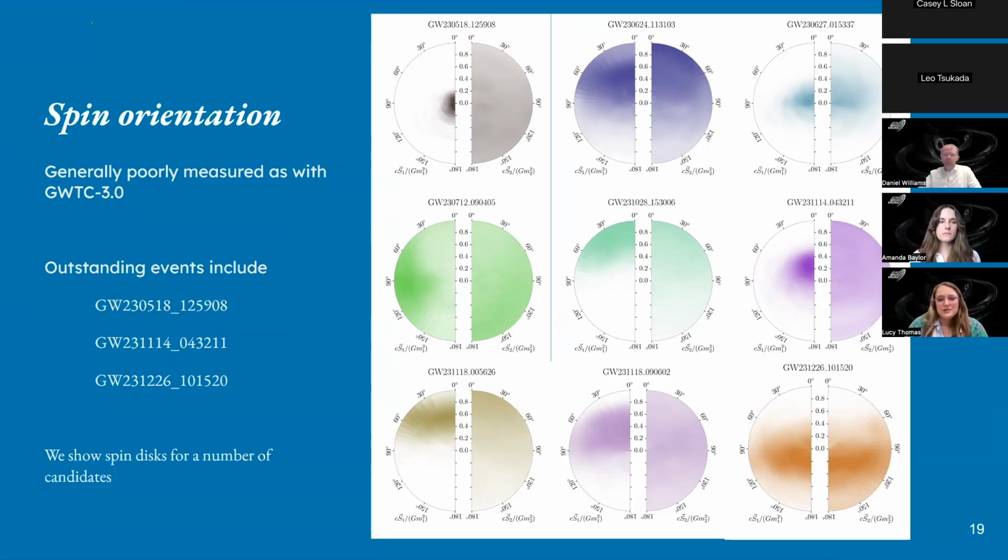90 degrees is that it was completely perpendicular to the orbital angular momentum, and 180 degrees it was in the opposite direction. So some outstanding events include GW230518, which you can see in the top left in gray, for which the primary spin is really well constrained to be very small. We also have 231114, which is on the right-hand side in purple, where again the primary spin is constrained to be small. And also GW231226, which is the bottom right in orange, where both the primary and secondary spin are constrained so that they're likely in the orbital plane rather than aligned or misaligned with it. And there's a few more interesting examples shown in the plot as well. Next slide, please.